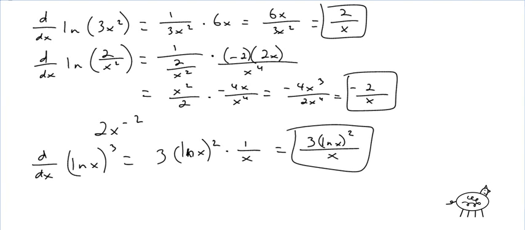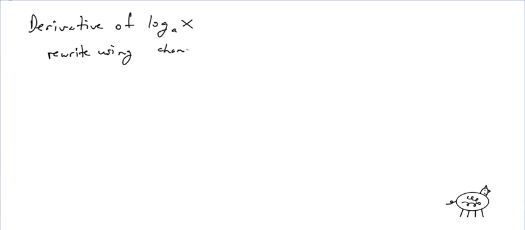All right, so let's do derivative of log base a of x. So derivative of log base a of x. So what we're going to do is we're going to rewrite it using change of base, which you guys hopefully remember from Algebra 2. So remember, if I have log base a of x, I can use any base I want, but I already know natural log, so I might as well use it. Natural log of x over natural log of a.